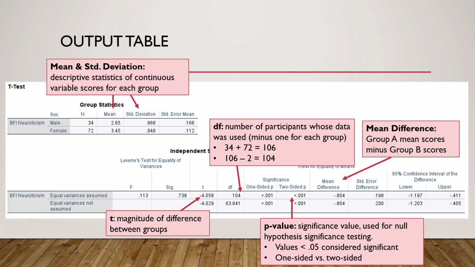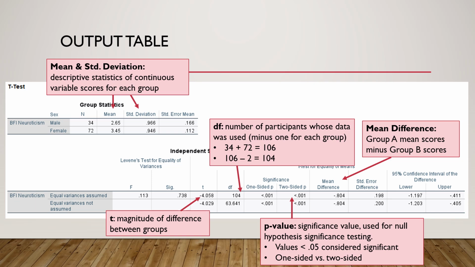So here we would say that 4.05 suggests that the difference of 0.8 between males and females on neuroticism is in fact significant. There is a systematic difference between neuroticism based on legal sex. Now, you do have a one-sided versus two-sided, which is something I don't want to go into a lot of detail right now, but it basically is whether you have a hypothesis about which one is higher, whether males are going to be higher in neuroticism than females, vice versa.